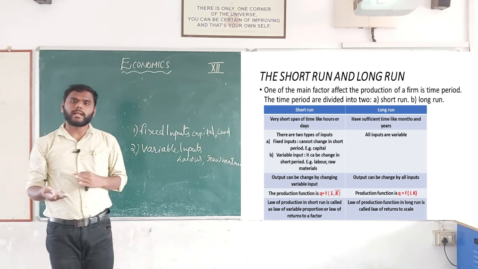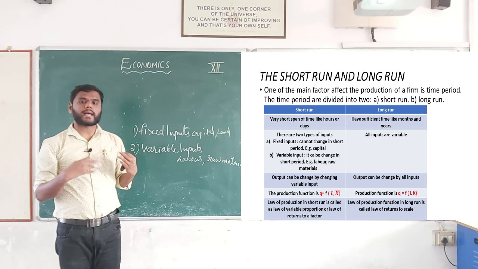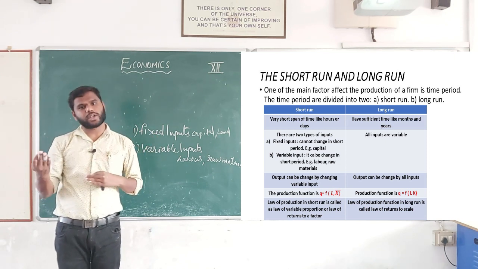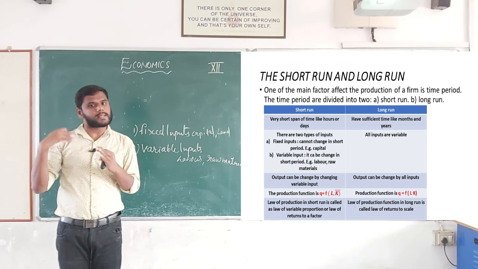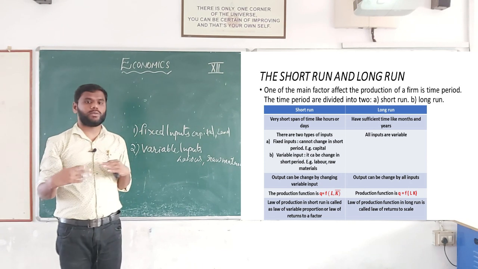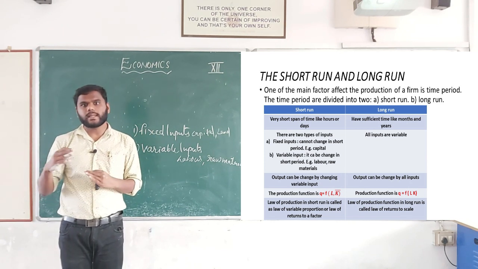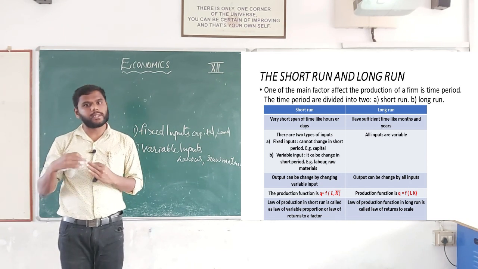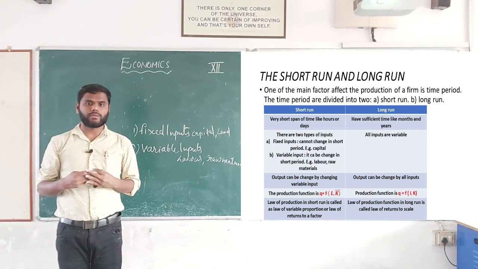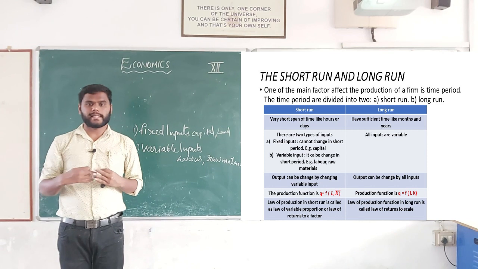ഇനി ലോങ് റണ്ണിൽ all inputs are variable. ഇതിലെല്ലാത്തിലും ചേഞ്ച് ചെയ്യാൻ പറ്റും. 1 വർഷം 2 വർഷം കഴിയുമ്പോൾ പുതിയ ബിസിനസ് എസ്റ്റാബ്ലിഷ് ചെയ്യുക. അപ്പോൾ കൂടുതൽ ലാൻഡ്, അപ്പോൾ ലാൻഡ് ചേഞ്ച് ചെയ്തു അല്ലേ. ഇനി ഇപ്പോൾ 1 ലക്ഷം ഇൻവെസ്റ്റ് ചെയ്ത് അയാൾക്ക് 3 ലക്ഷം ഇൻവെസ്റ്റ് ചെയ്യുക. അപ്പോൾ ക്യാപിറ്റൽ ചേഞ്ച് ചെയ്തു. കൂടുതൽ ലേബേഴ്സിന് എംപ്ലോയ്മെൻറ്റ് ഓപ്പർച്യൂണിറ്റീസ് കൊടുക്കാം, കൂടുതൽ റോ മെറ്റീരിയൽസ് പർച്ചേസ് ചെയ്യാം.